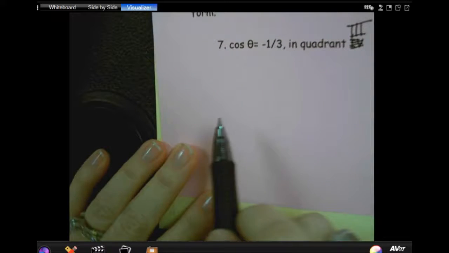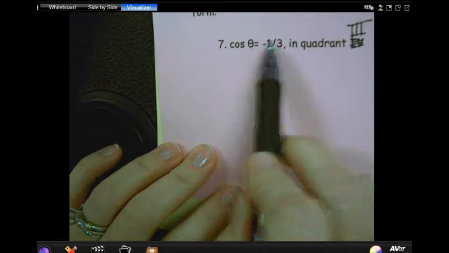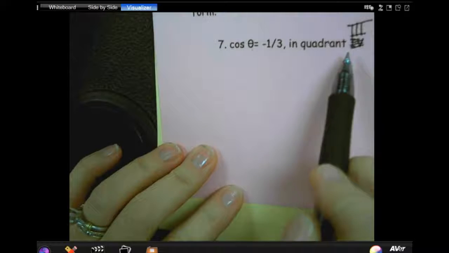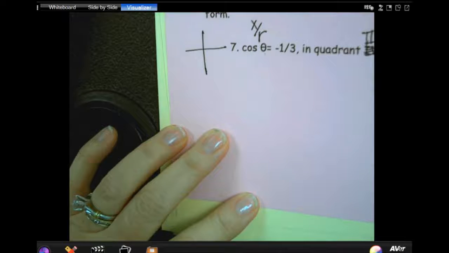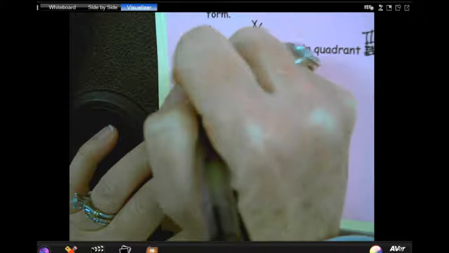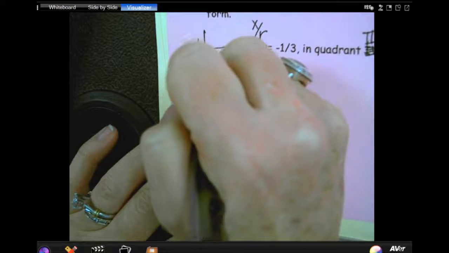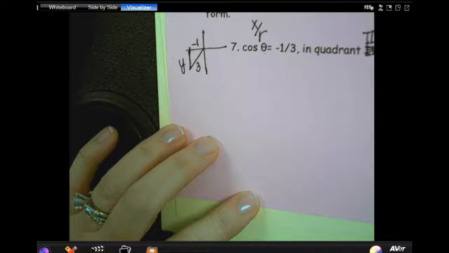So I know that the cosine of theta equals negative 1/3 and is in quadrant 3. So the first thing I'm going to look at is this. Cosine is x over r. So if my x is negative 1, I don't know what my y is, but I know my r is 3. So I have to find my y, and that's the first thing I have to do.